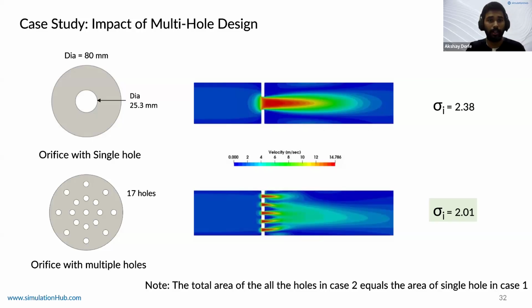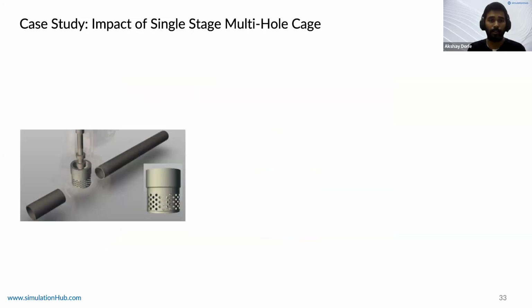Moving to the next case that we did: the impact of a multi-hole cage. Taking the insights from case studies 2 and 3, adding more stages is good for us. Instead of adding two walls in series, we can take just the orifice plate, curve it around the plug, and achieve both of the effects in the same design.